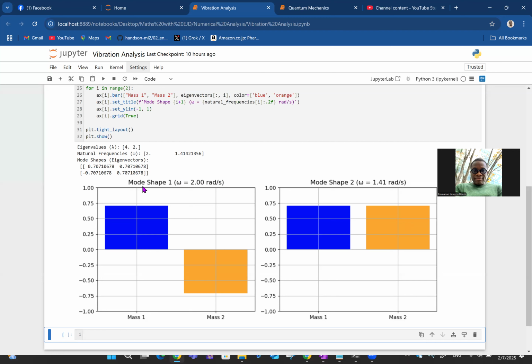So this is for mode shape 1, where the natural frequency omega is 2 radians per second. Then mode shape 2, where the natural frequency is 1.41 radians per second. So this 0.071 you're seeing is when you use the numeric square root of 2 to be 1.41 and all that. But from what we have, this is how it goes.